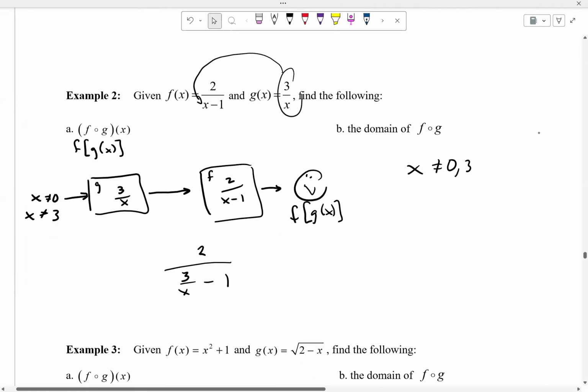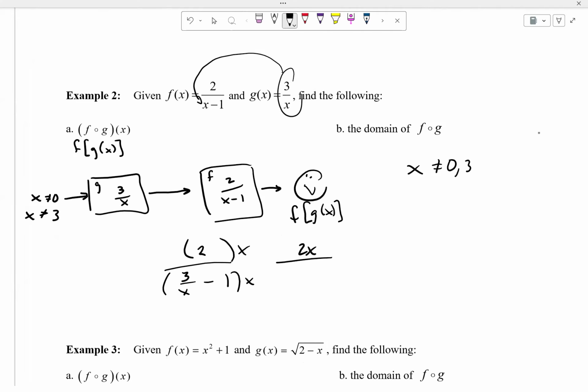Oh, yeah. Well, can you simplify this? How do you simplify it? 2x over 3. Multiply it top and bottom by X. Okay, so we get 2X over 3 minus X. So whereas before it may not have been obvious what can't be X, perhaps here it's a little bit more obvious that X cannot equal 3.